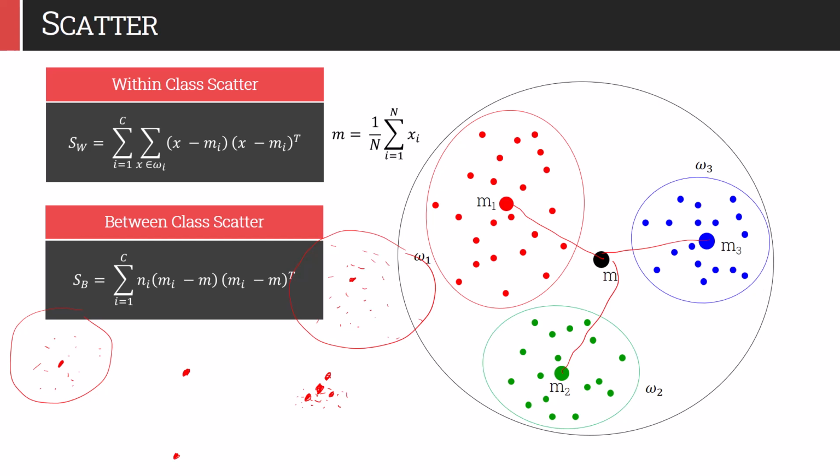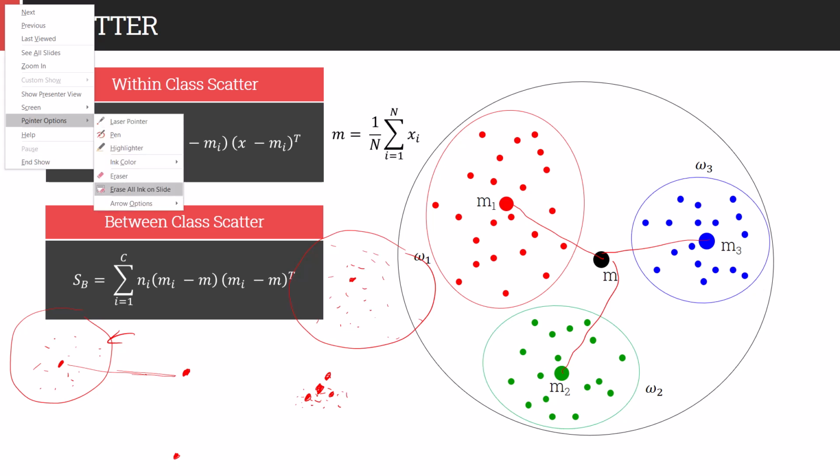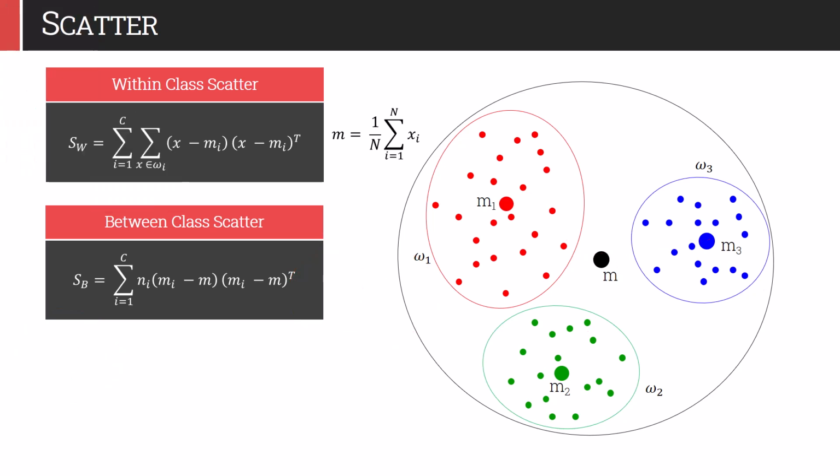So the basic target is what? To maximize the between class scatter and to minimize the within class scatter. If we can do that, we will have the best projection of the data. They are well separated and we can easily classify. There will be fewer chances of misclassification.